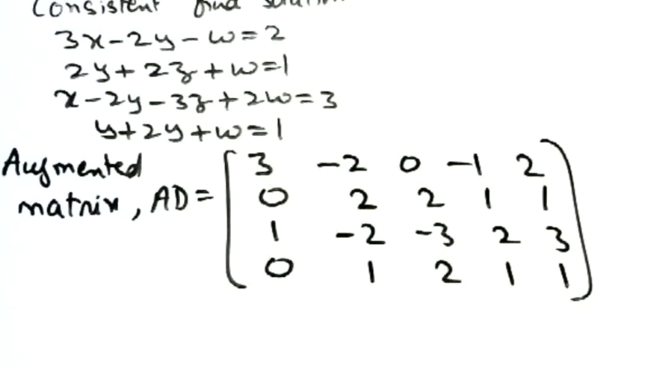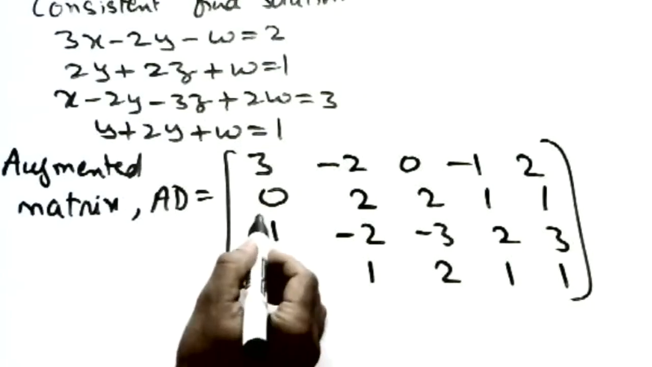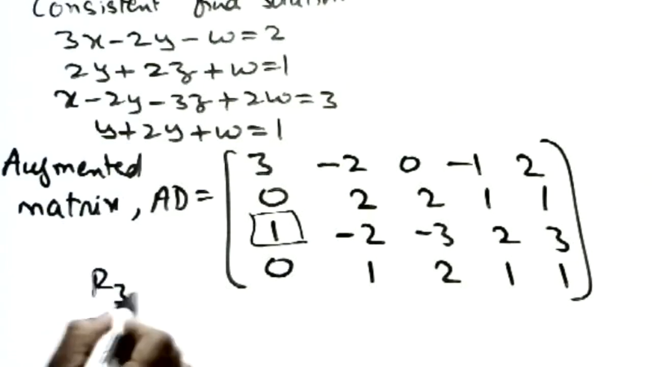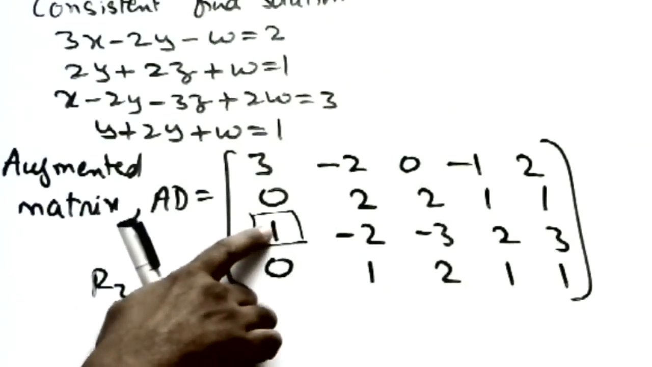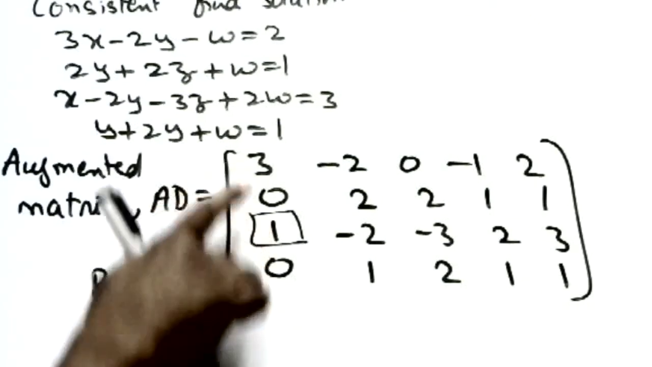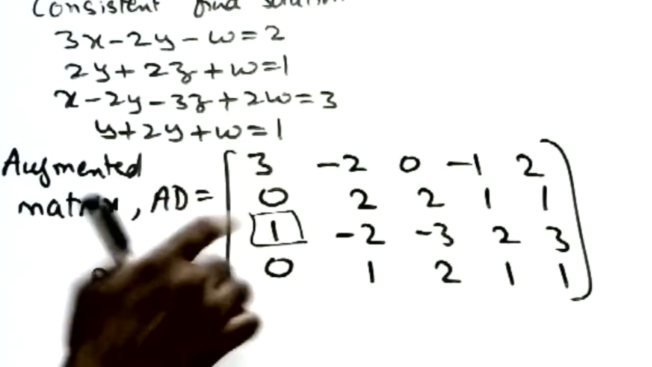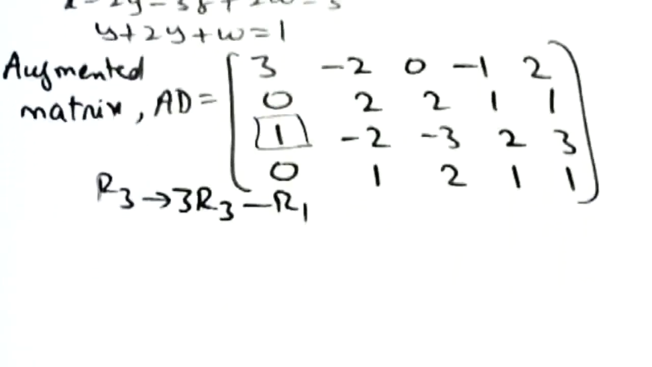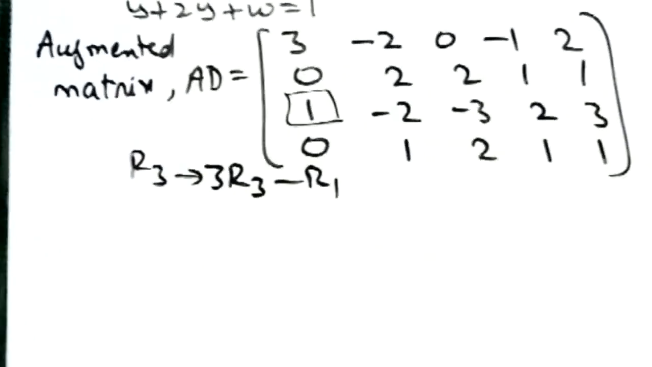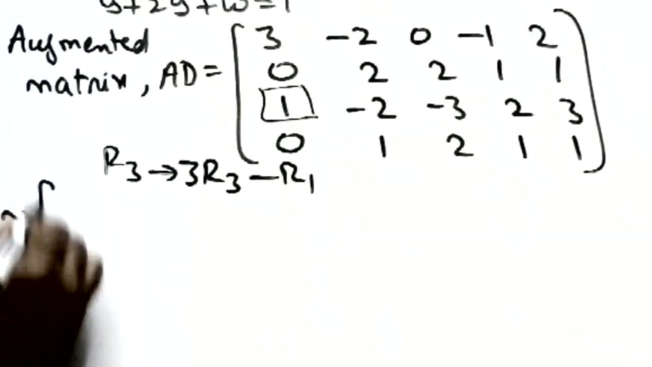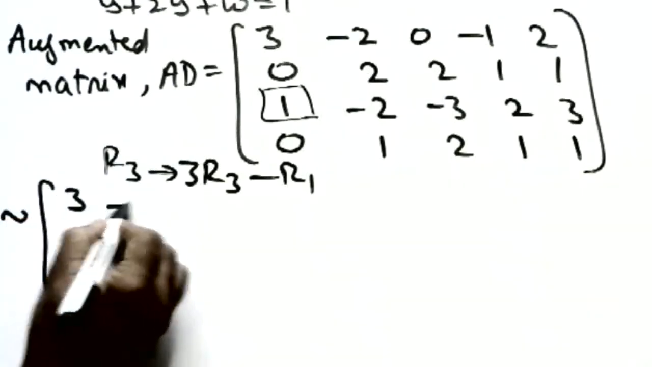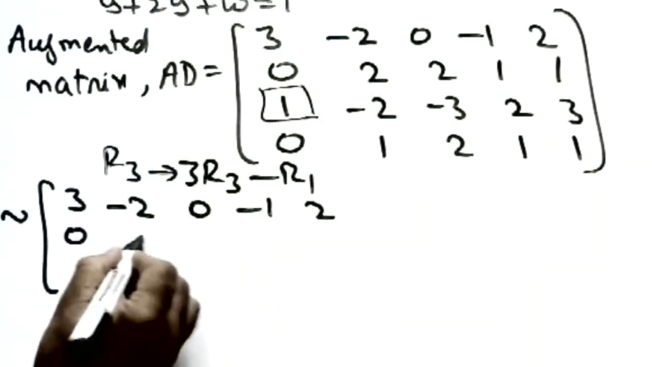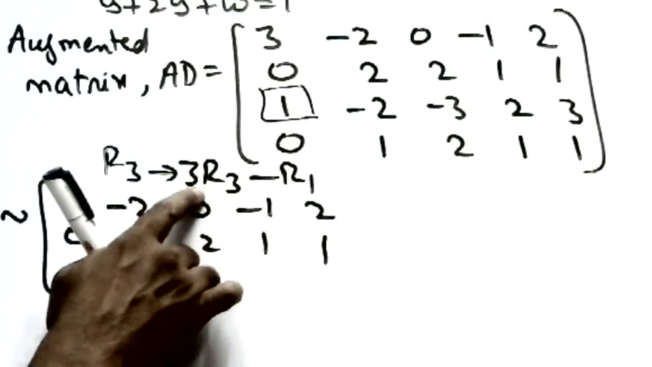So let me start now. In the first step we have to make these 3 zeros. We already have 2 zeros. Let me make this one 0. So I'm just changing this one. R3 implies, see here, if you multiply this with 3, it will be 3 ones are 3, and 3 minus 3 will become 0. So 3 into R3 minus R1. Now we are changing only the third row, right? The other rows stay as they are: 3, minus 2, 0, minus 1, 2, then 2, 0, 2, 2, 1, 1.